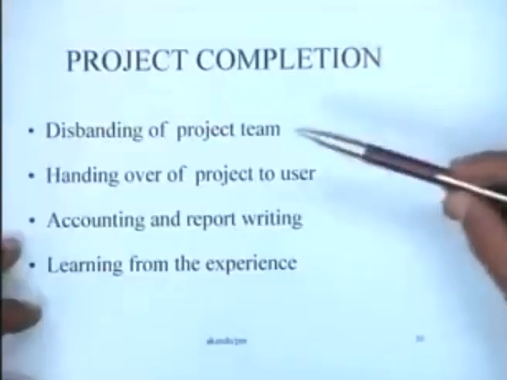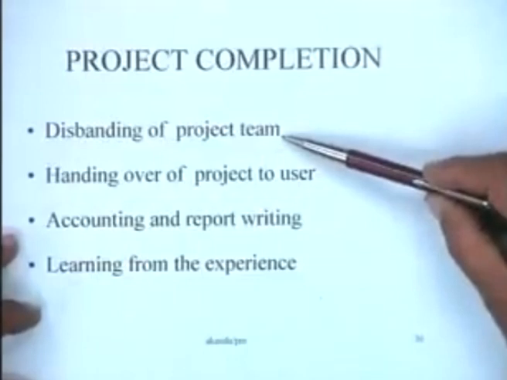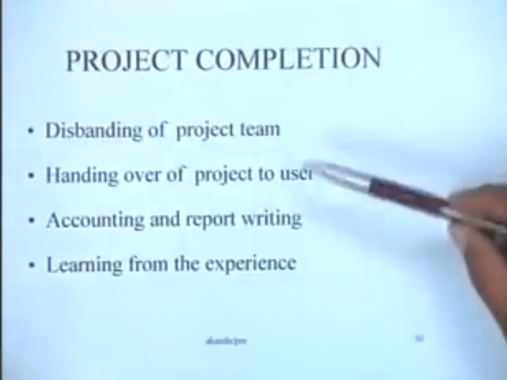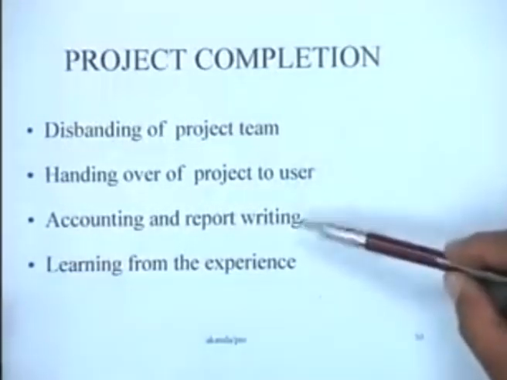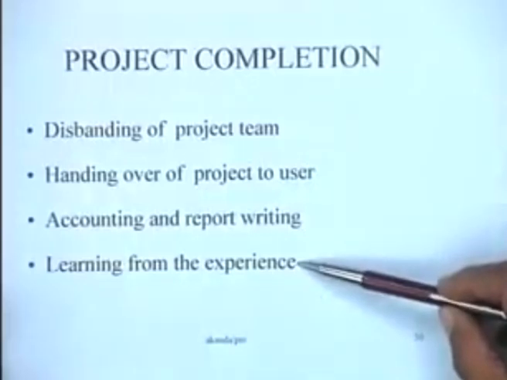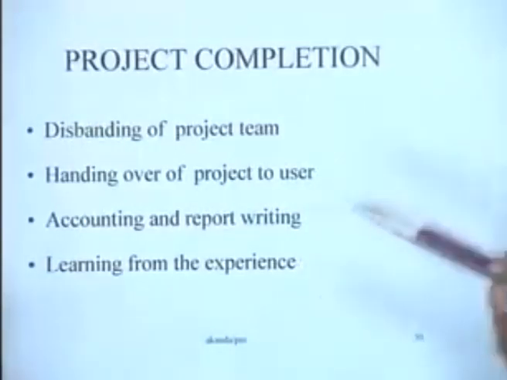In project completion, issues are disbanding of the project team. The job is over, so people go to their respective places or respective units, handing over of the project to the user, accounting and report writing, and learning from the experience. These are some of the issues which are important when you're talking about project completion.